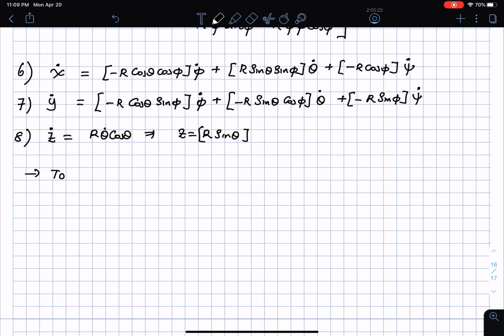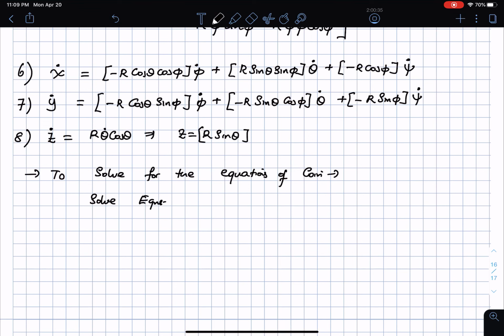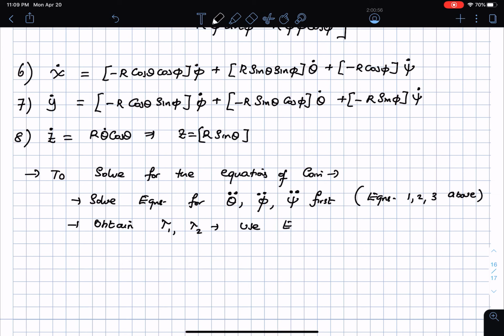So to solve for the equations of the coin, solve equations for theta double dot, phi double dot, psi double dot first, equations 1, 2 and 3 above, and then obtain lambda 1 and lambda 2, use equations 4 and 5 above. And then obtain x, y and z by solving equations 6, 7 and 8 above.